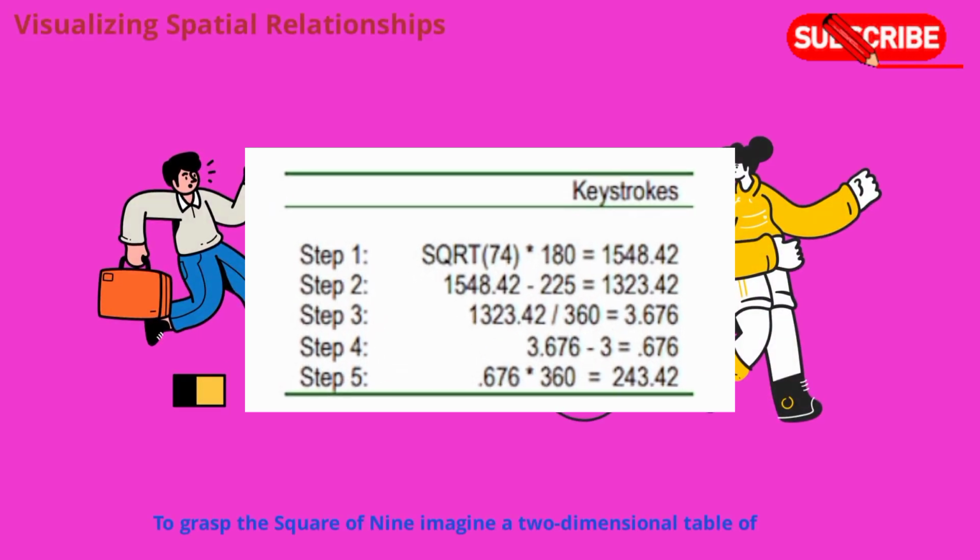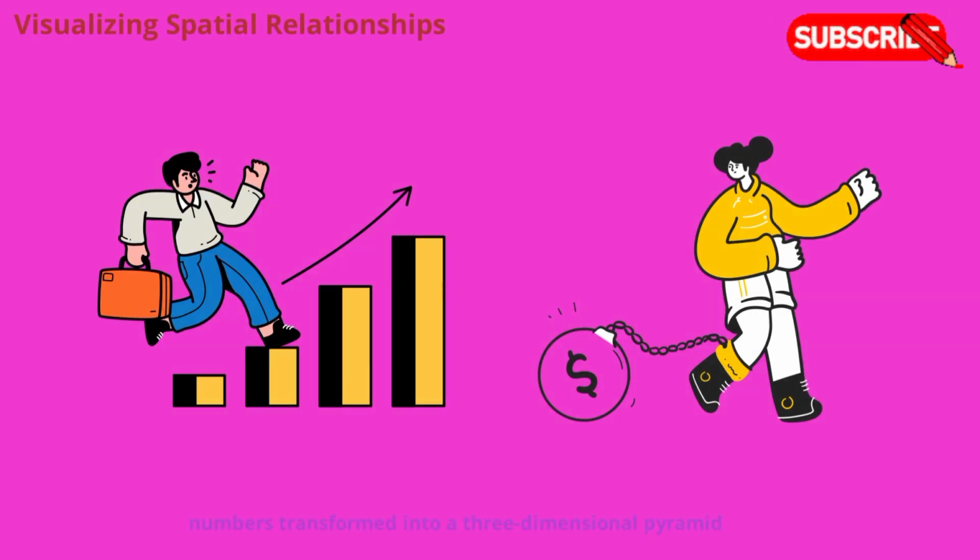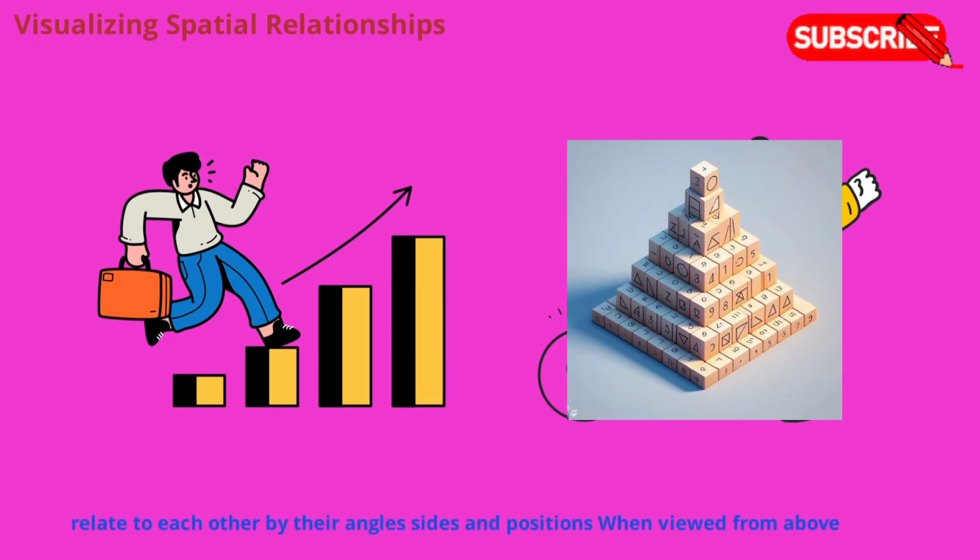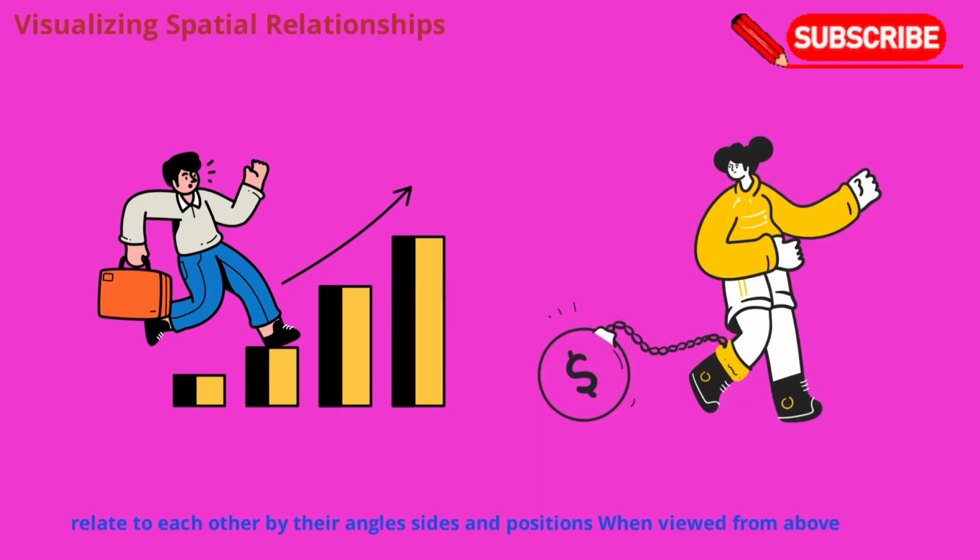Grasp the square of 9. Imagine a two-dimensional table of numbers transformed into a three-dimensional pyramid. Each block in this pyramid represents a number from the table. This visualization helps us see how numbers relate to each other by their angles, sides, and positions. When viewed from above with the number 1 at the apex, the blocks can be stretched into geometric shapes like circles, triangles, and squares, all while maintaining their spatial relationship. This approach makes it easier to understand how price and time interact in the market, setting the stage for deeper analysis.